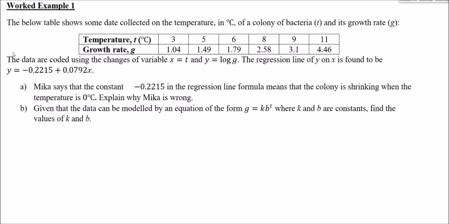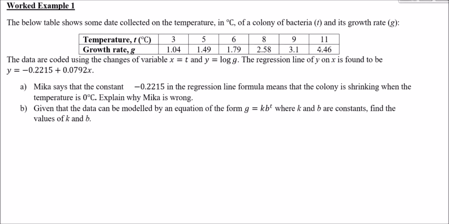Let's have a look at a couple of worked examples then. So worked example 1. We've got a table of values showing some data collected on the temperature in degrees C of a colony of bacteria, T, and its growth rate, G. It's got temperatures going along here in degrees and the growth rate of this colony of bacteria. So this looks to be not a linear relationship right now. It's going up by 0.4, then 0.3, then goes up by about 0.7 there. So it's not seeming to be linear.